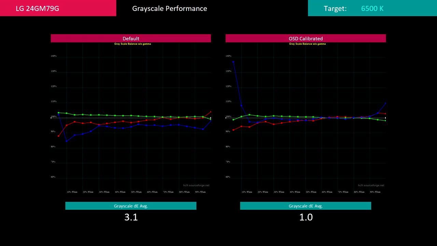Grayscale was consistently too green before calibration, leading to an average delta E of 3.1. A few OSD tweaks brought most grayscale patches back to proper gray, but you can see the trade-off for the overall lower delta E. The darkest grays now have a strong blue push. It doesn't look as bad as it measures, though.